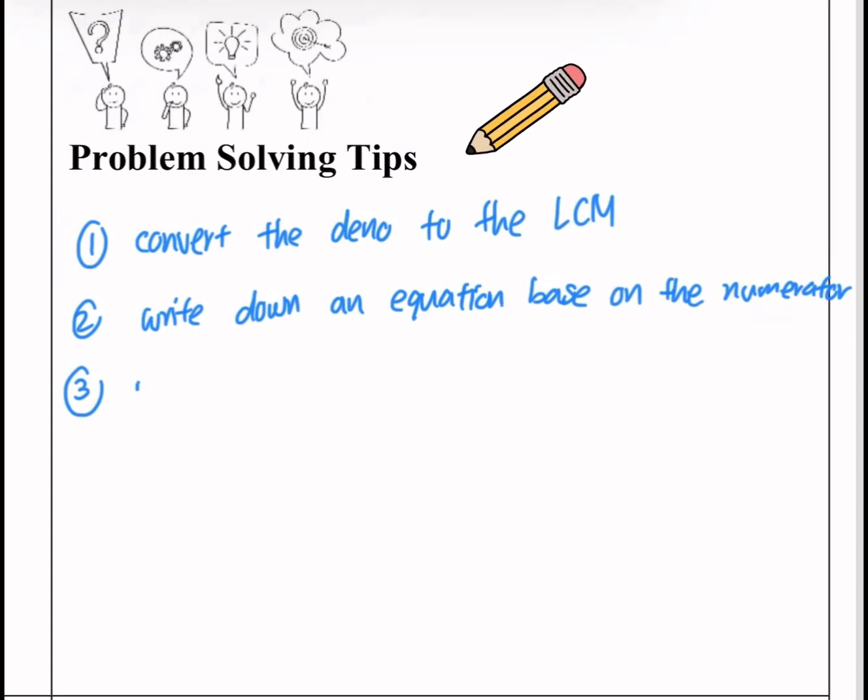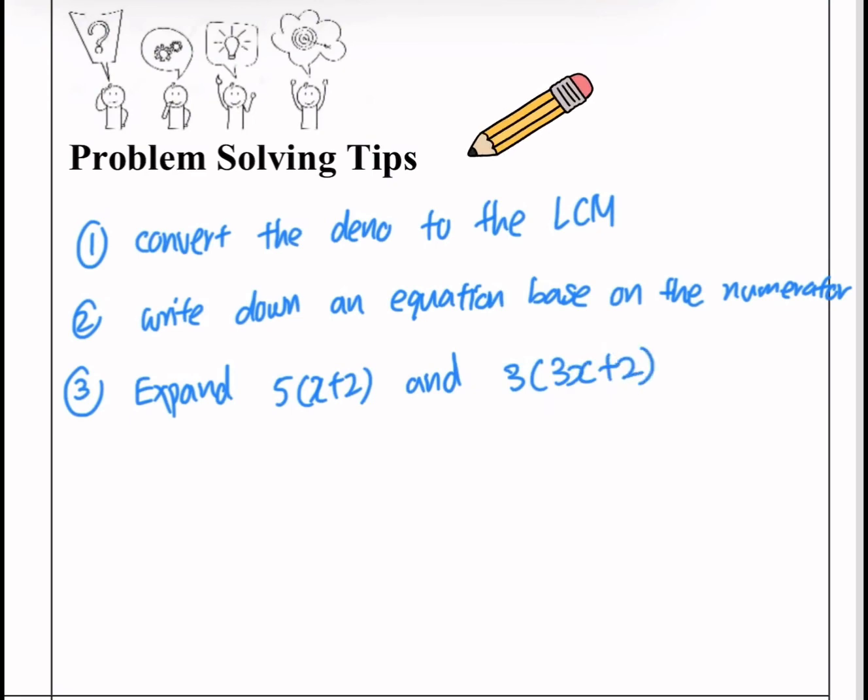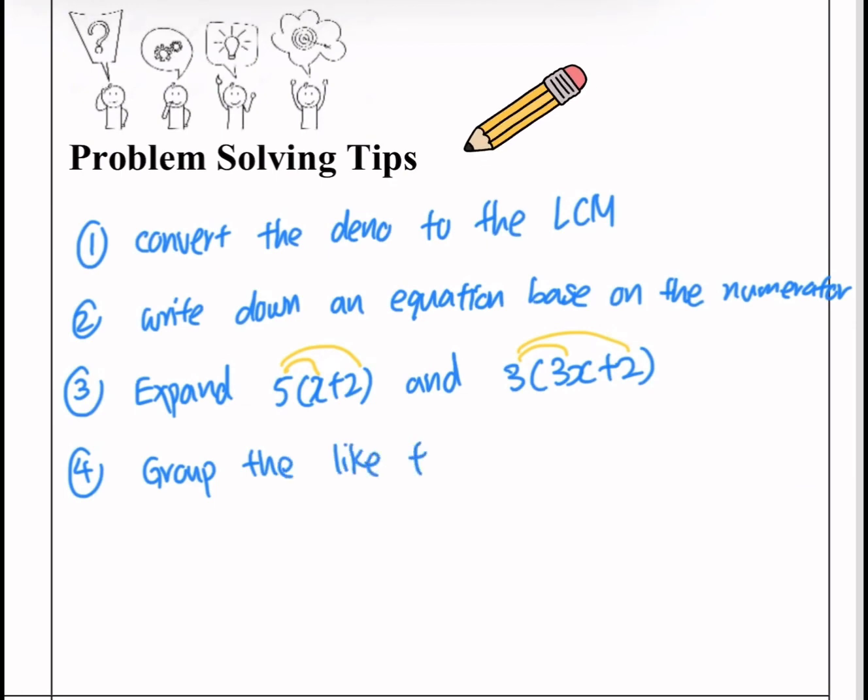After which, you expand. The first numerator is 5 times x plus 2, and the second numerator is 3 times 3x plus 2. How do we expand that? Recap: we use the rainbow method. And after which, you group your like terms by shifting.